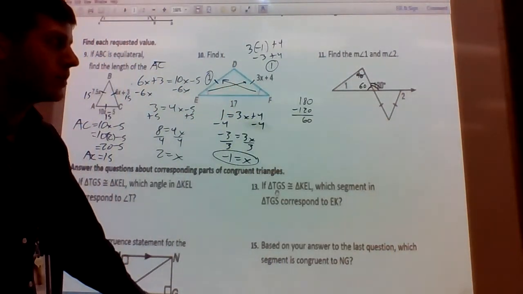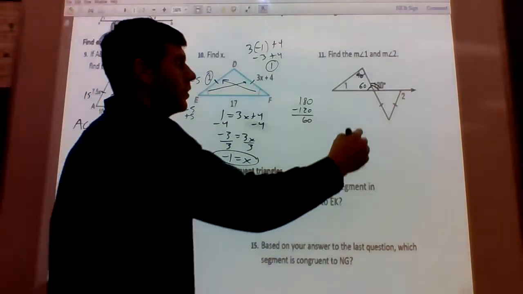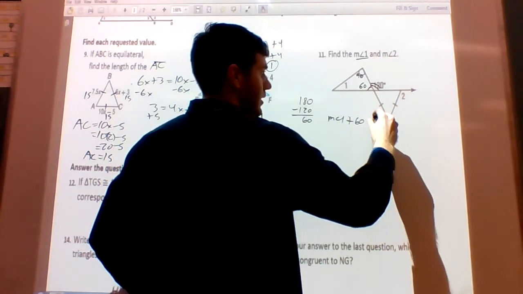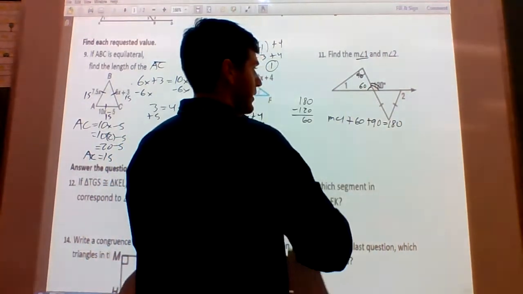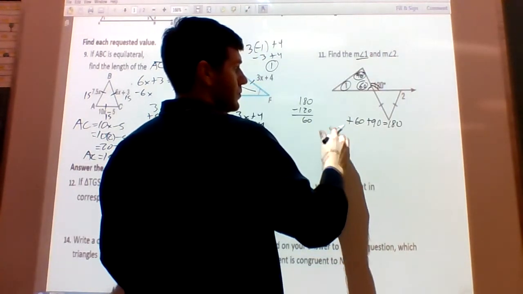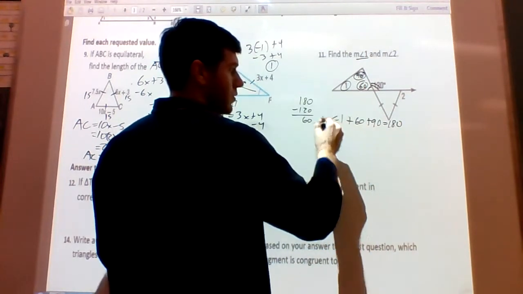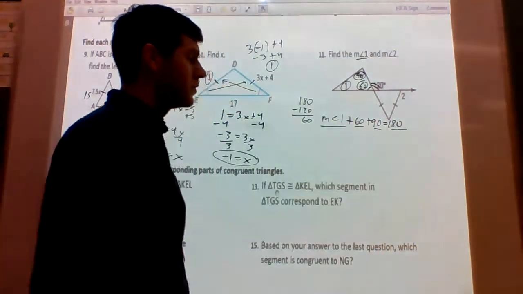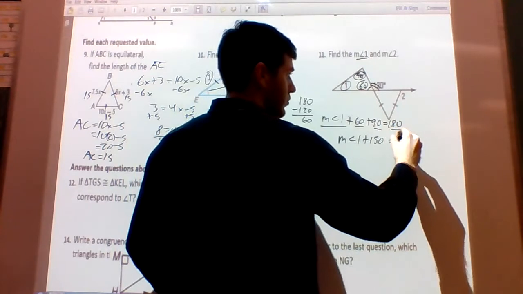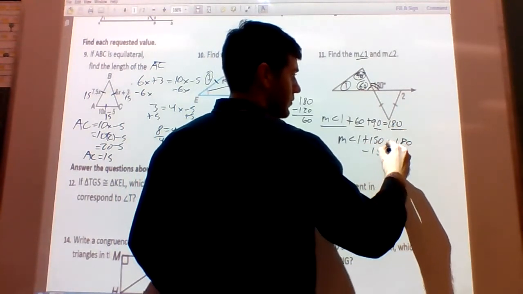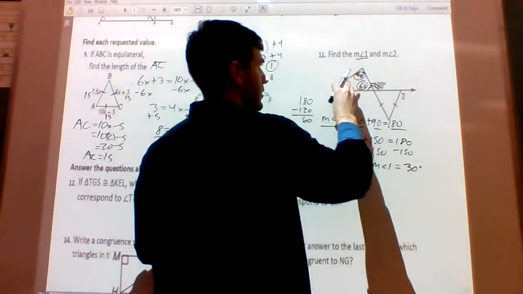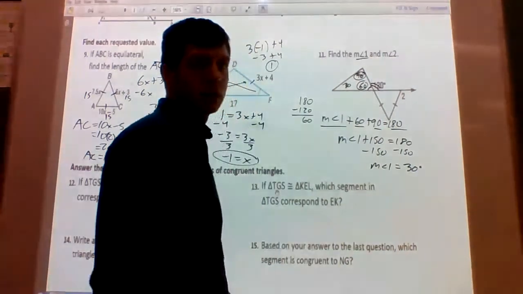And we can use the triangle sum theorem to find the measure of angle 1. We know the measure of angle 1 plus 60 plus 90 is going to equal 180. The three interior angles of a triangle are going to add up to 180. So the measure of angle 1 plus 150 equals 180. Minus 150 from both sides. The measure of angle 1 is going to be 30 degrees. Okay, so this one is going to be 30 degrees.